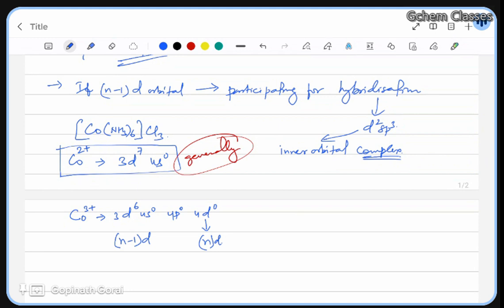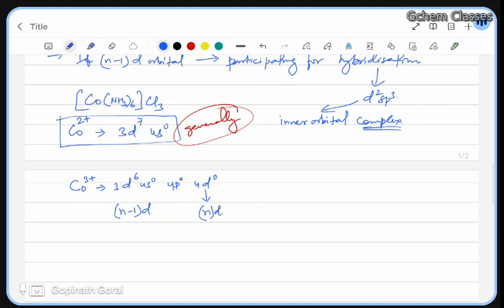Now, what we are dealing with over here is n minus 1d. It means, let us draw the box model for cobalt 3 plus. So cobalt 3 plus, 1, 2, 3, 4, 5 and 6. Now cobalt in plus 3 oxidation state, if ammonia is there, ammonia will act as a strong field ligand. Don't worry about that. I'll give you what is strong field ligand and what is weak field ligand. With the number of examples we will practice, you will come to know.